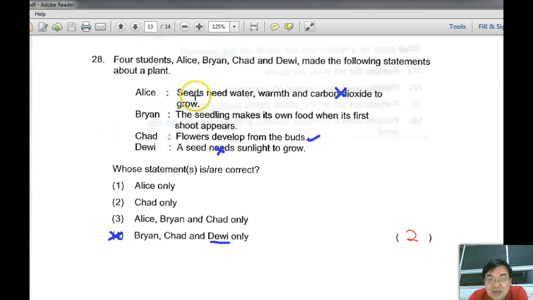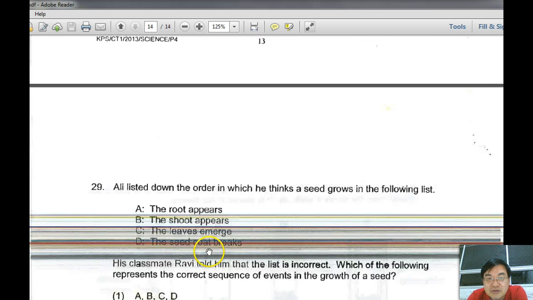And A is wrong. Anyone with Alice is wrong, because this has Alice, and this has Alice. This is definitely wrong and leaves the answer as C, even though you're not sure about this. It should appear that the leaves are not completely developed and may not have enough chlorophyll to help make food. Hope you understand that. Now let's go on to the last two.